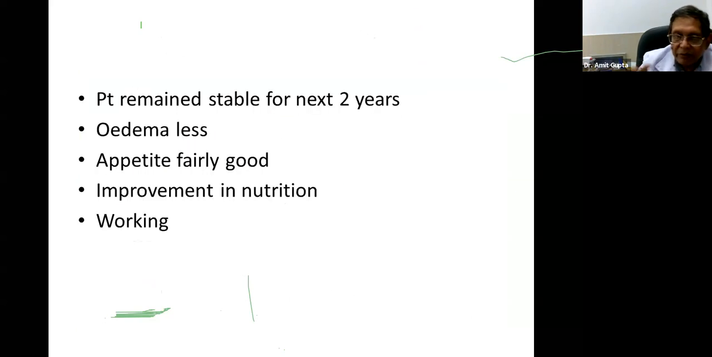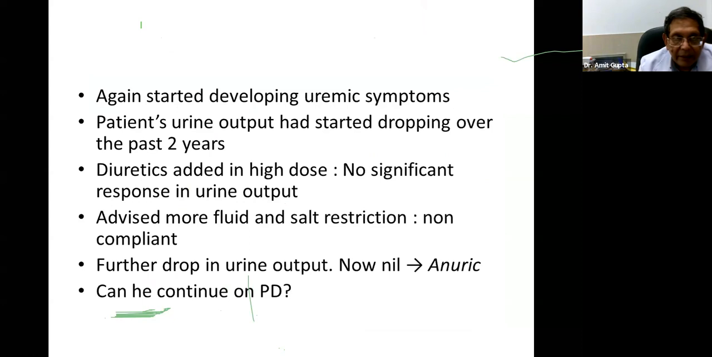Now the patient was kept on icodextrin and remained stable for the next 2 years. His edema became less, his appetite improved, there was improvement in nutrition and he was working. He again started developing uremic symptoms and his urine output had started dropping. Over the past 2 years, we added diuretics in high dose, but there was no response. We advised him more fluid and salt restriction, but he was not very compliant. And there was further drop in urine output and he became anuric.